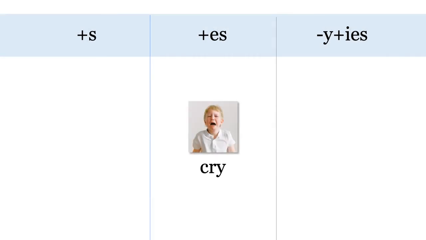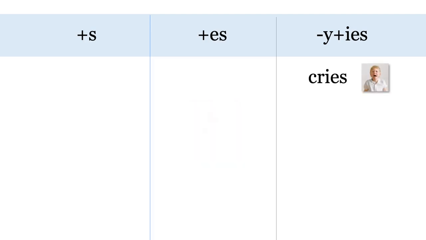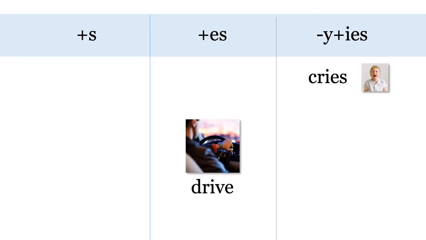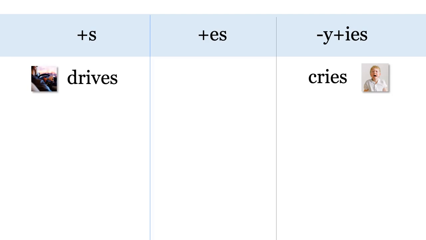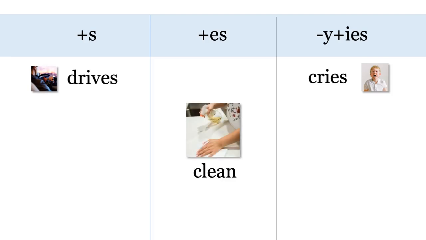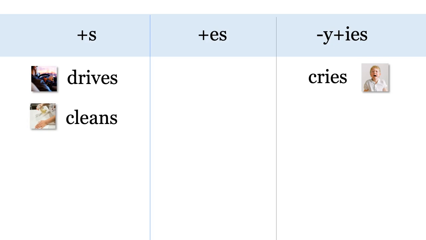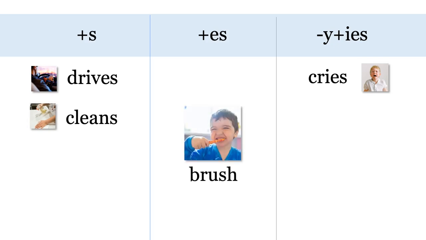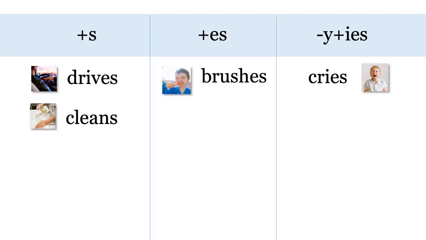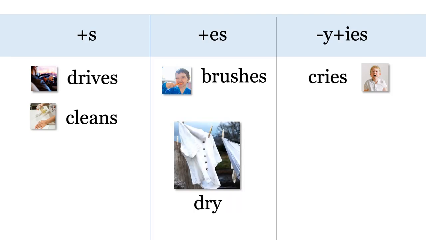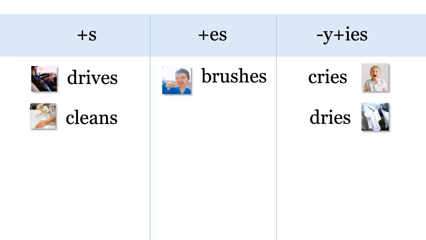Look at the verb cry. When we add an S, which spelling rule do we use? Cries. We drop the Y and add IES. How about drive? Drives. Just add an S. Clean? Cleans. Also, just add an S. Brush? Look at the ending. Sh. Brushes. Add ES because of that SH ending. Dry? Dry ends in a consonant and a Y, so drop the Y, add IES.